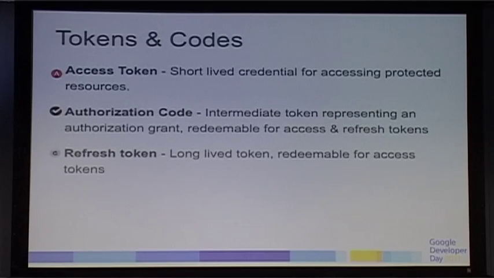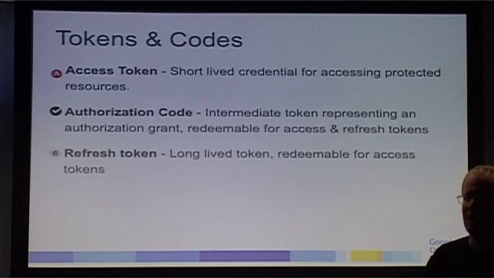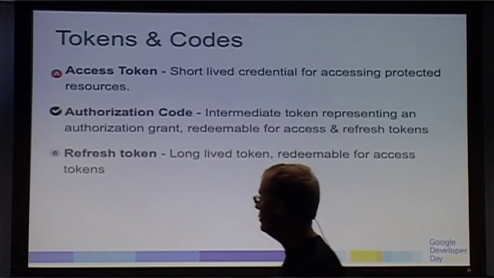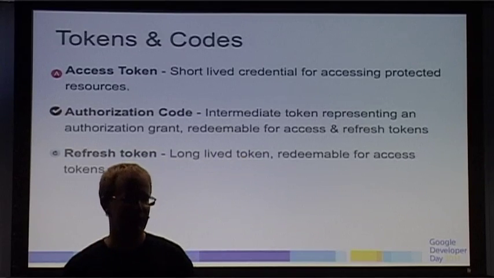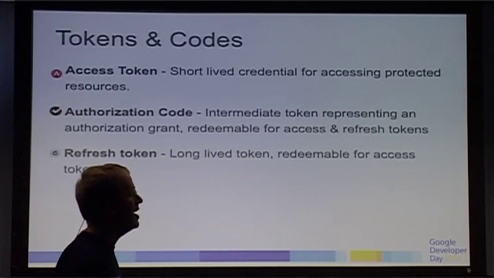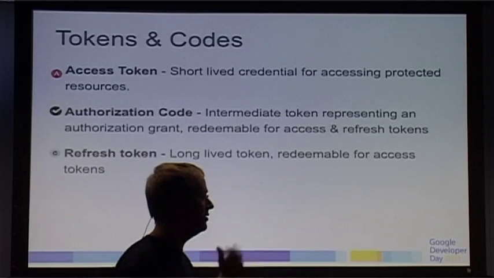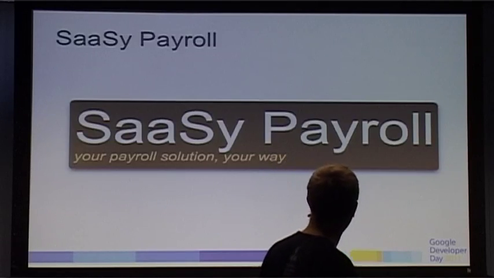And then the last thing we'll talk about in terms of tokens and codes is this refresh token. The access that's granted to you is granted to you for a limited period of time. In Google's case, usually 3,920 seconds, which is about 1 hour. And after that token expires, you need to refresh it. And again, we'll see how that works.